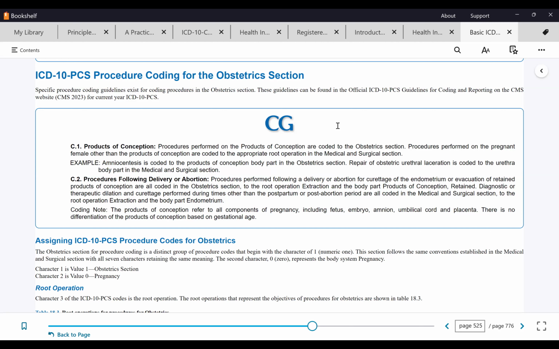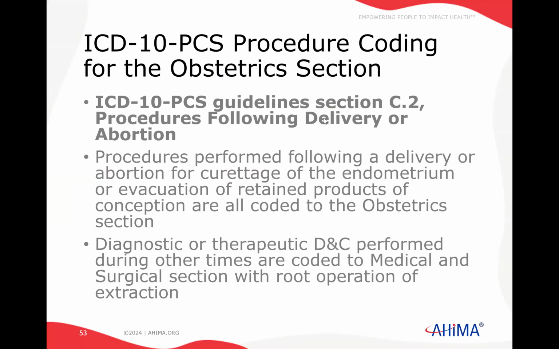So the products of conception, what does that mean? It means any component of the pregnancy. We normally think of that as the fetus, but it also includes the umbilical cord and placenta. We covered this again: any procedure that's performed following a delivery or an abortion is coded to the obstetric section. Why? Because again, it goes back to that issue of products of conception. If we have a diagnostic or therapeutic D&C performed during other times, these are coded to the medical and surgical section with the root operation of extraction.